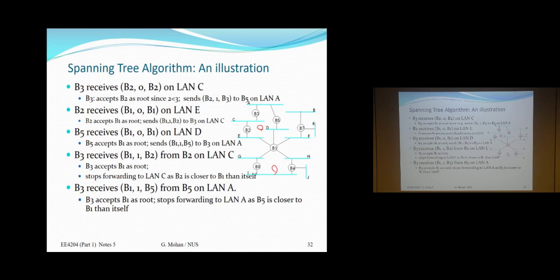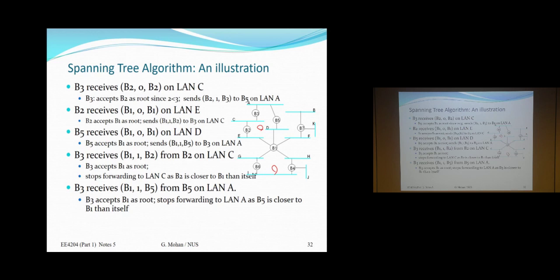Again, I'm explaining with the help of an example. I'm not showing all possible configuration messages, because initially it will be flooded. Everybody sends configuration messages, but they will slowly converge. After some time, everybody will agree that B1 is the root. He is the one who has the smallest identifier. I'm showing a subset of the messages which are essential to make you understand the concept of breaking the loop. I'm not showing all.